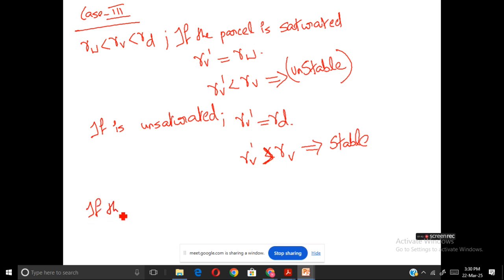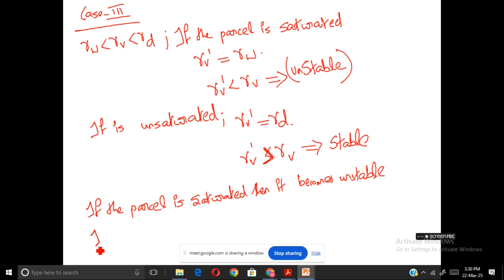So if the parcel is saturated, then it becomes unstable. When the parcel becomes saturated, it will follow the moisture adiabatic lapse rate, or the saturated adiabatic lapse rate, whose value is less than that of the environmental lapse rate, which means the parcel will become unstable.